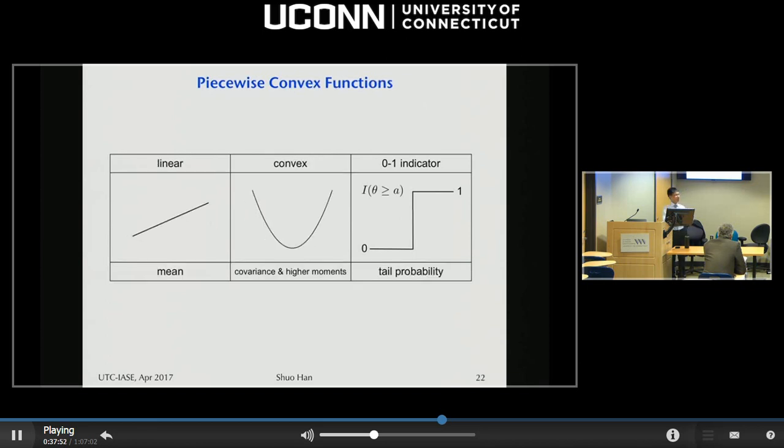In terms of the generalized moment functions, they need to be piecewise convex. So they contain linear functions and convex functions. These are used to specify moments about the distribution, for example, the mean, the second moment, and all the even moments. And also, interestingly, the 0, 1 indicator function is not only piecewise concave, but also piecewise convex. So here, you can use it to specify the tail probability of the distribution.